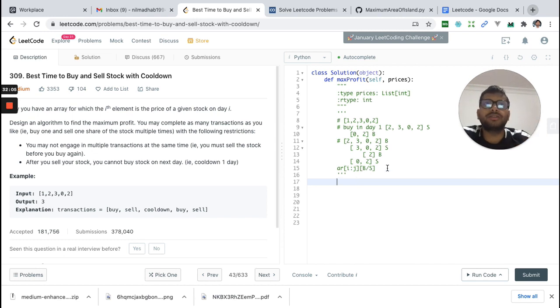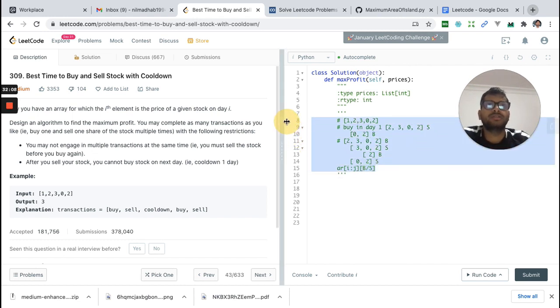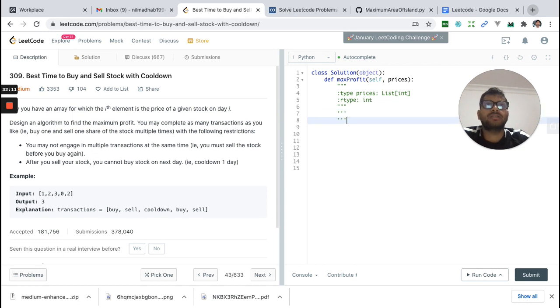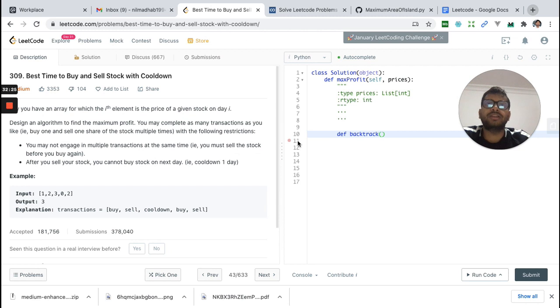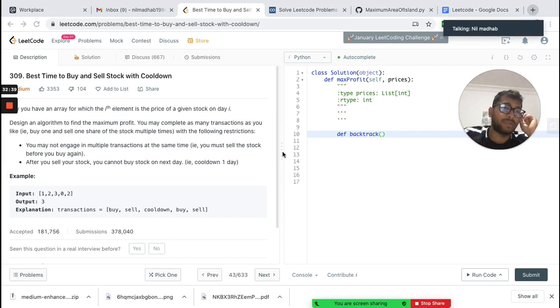So how to solve it using backtracking? Okay, let me write the functions. Definition, backtrack. So are you writing the solution? Yeah, I'm just trying to figure out. So should I stop my screen share? It's okay, you don't have to.